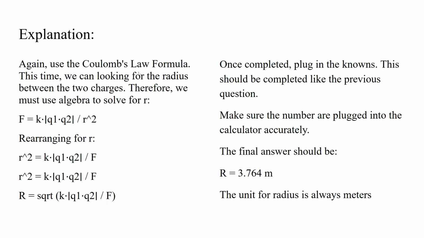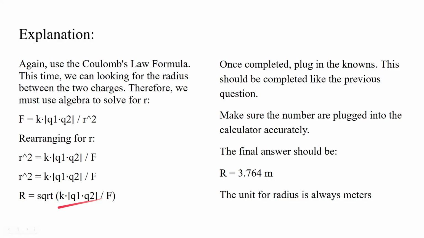So again, we're using the Coulomb's law formula. This time we are looking for the radius. We need to isolate R in the Coulomb formula. This is probably one of the more complicated questions where the algebra is more difficult. We can swap F and R squared and then square root it. So R should be the square root of K times the absolute value of Q1 times Q2 over F.